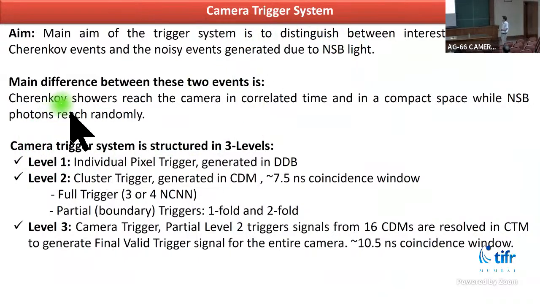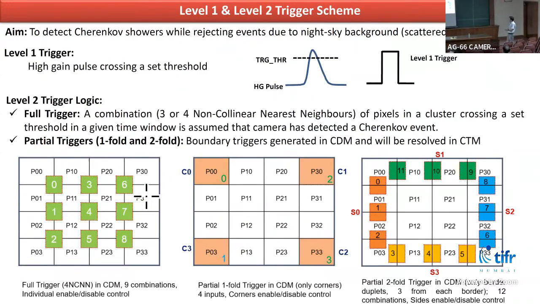To achieve this, the camera trigger system is structured in 3 levels. At level 1, individual pixel triggers are generated, and at level 2, trigger signals are generated for the cluster of 16 pixels. At level 3, the final trigger signal for the entire camera is generated. So what are these level 1 and level 2 trigger signals? Any high gain pulse crossing a set threshold generates the level 1 trigger signal. And for the level 2 trigger signal, 2 types of triggers are there.